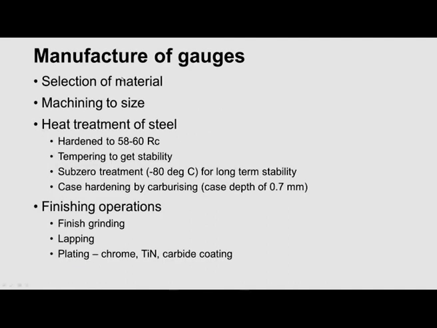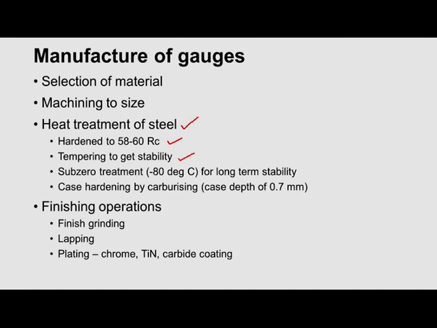Now coming to the manufacture of gauges, initially the proper material should be selected, and then machining to size. Initial machining is made, like turning operation, or milling operation if it is a flat surface. With some allowance, machining is to be performed, and then heat treatment, if it is steel material, some kind of heat treatment is required to increase the hardness to 58 to 60 Rockwell C, and then tempering is also performed on the material to get the stability.